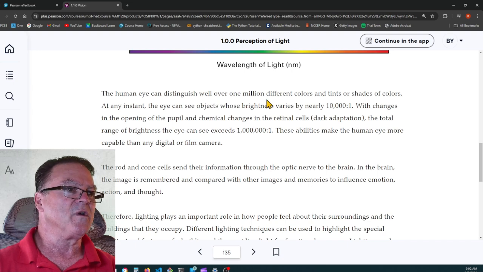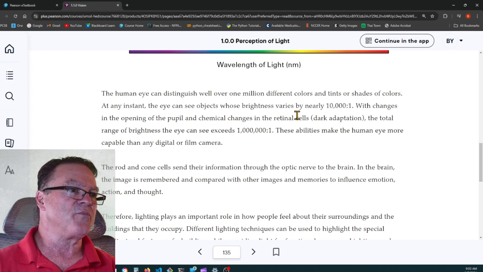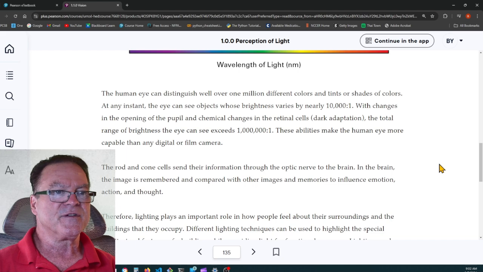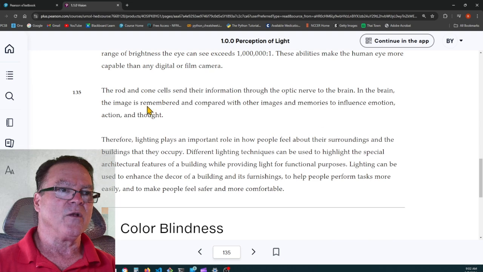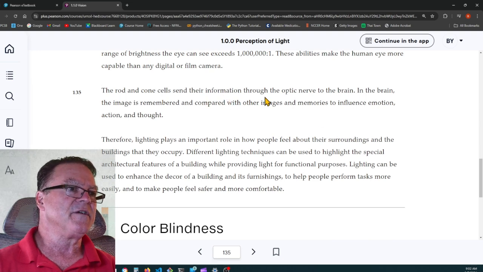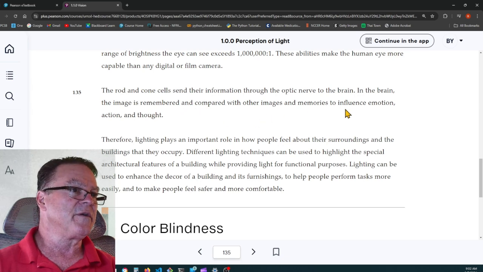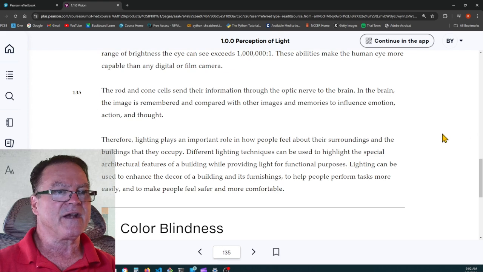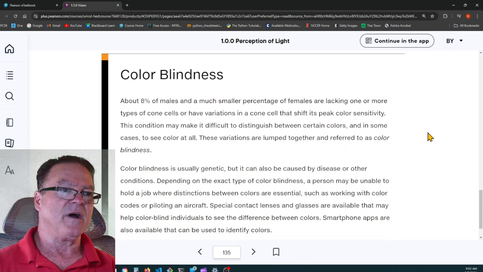The human eye can distinguish well over 1 million different colors and tints or shades of colors. At any instant, the eye can see objects whose brightness varies by nearly 10,000 to 1. With changes in the opening of the pupil and chemical changes in the retinal cell, the total range of brightness the eye can see exceeds 1 million. Rods and cones send their information through the optic nerve to the brain. In the brain, the image is remembered and compared with other images and memories to influence emotion, action, and thought. Therefore, lighting plays an important role in how people feel about their surroundings and buildings that they occupy.